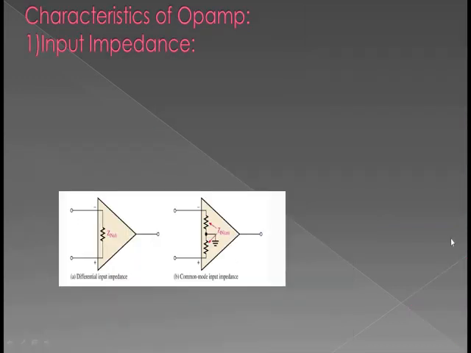Next point is characteristics of op-amp. First one is input impedance. Impedance is nothing but resistance, but in case of AC circuit, we do not say resistance, we say it as impedance.